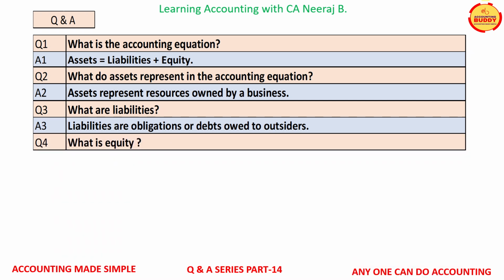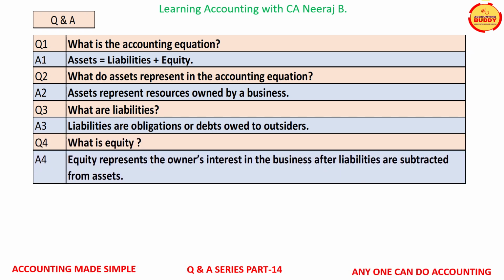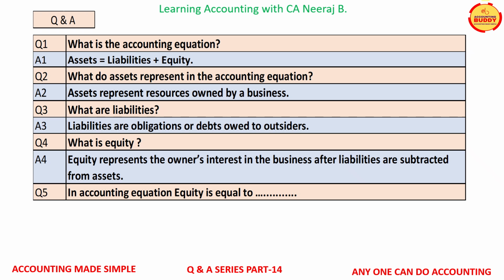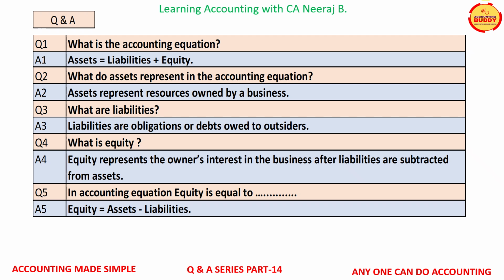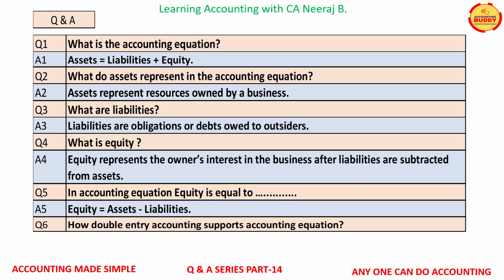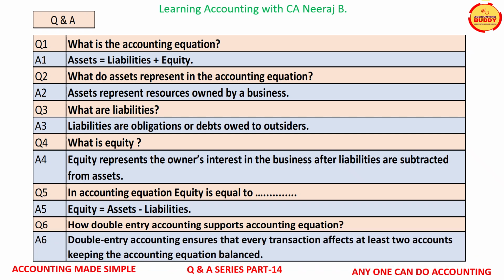Question number 4. What is equity? The answer is equity represents the owner's interest in the business after liabilities are subtracted from the assets. Question number 5. In the accounting equation, equity is equal to? The answer is equity is equal to assets minus liabilities. Question number 6. How does double entry accounting support the accounting equation? The answer is double entry accounting ensures that every transaction affects at least two accounts, keeping the accounting equation balanced.